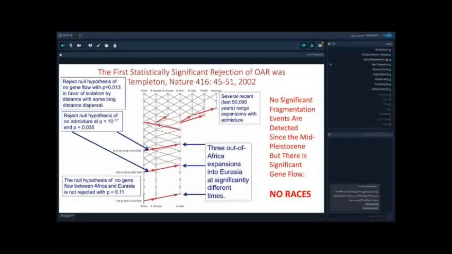So as you can see, starting at the bottom, first of all, after we detected an out-of-Africa expansion of Homo erectus with this analysis, we then tested the null hypothesis of no gene flow between Africa and Eurasia in this early Pleistocene part, and we cannot reject that null hypothesis. So I'm not showing any gene flow connections at that point. But notice the P level was still 0.11. So there was some evidence of gene flow even back in the early Pleistocene, but not enough to be significant.